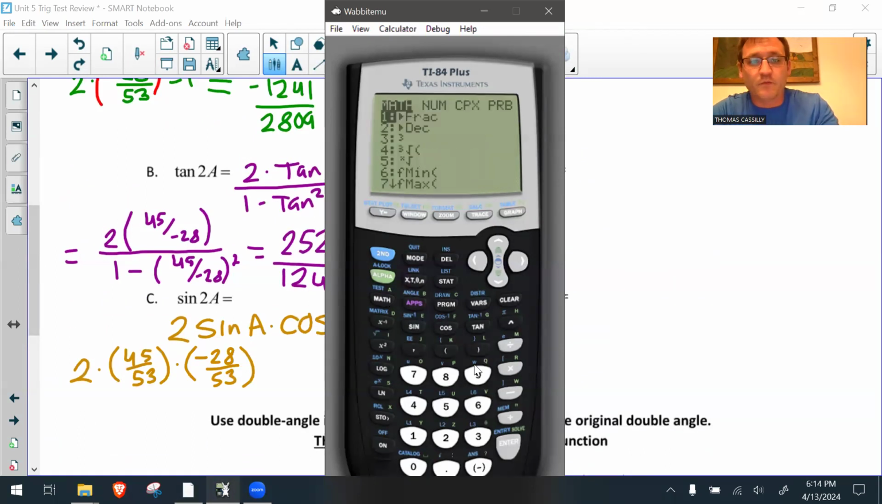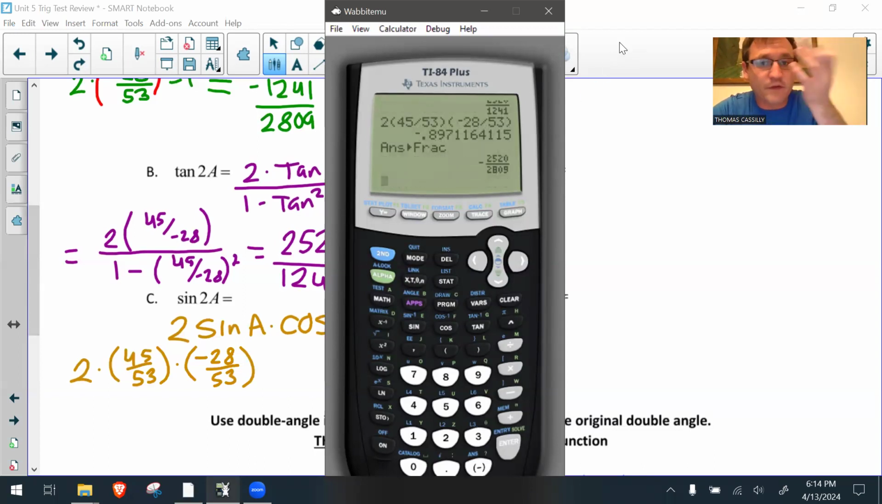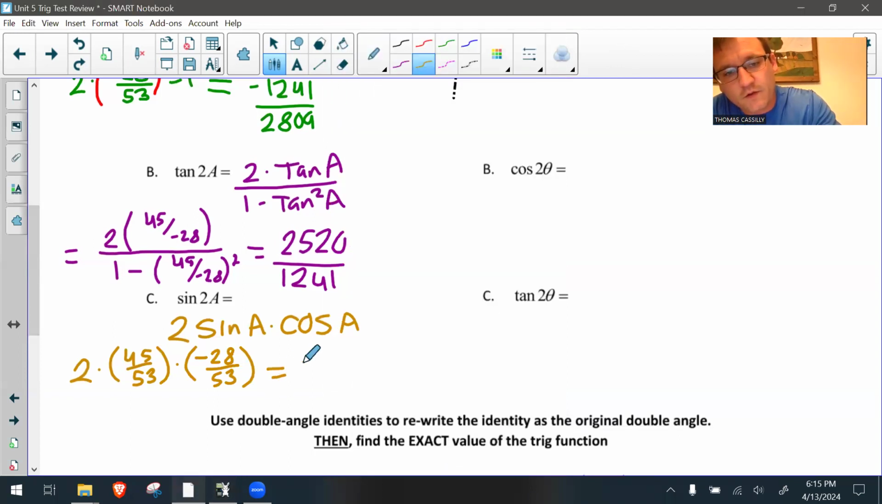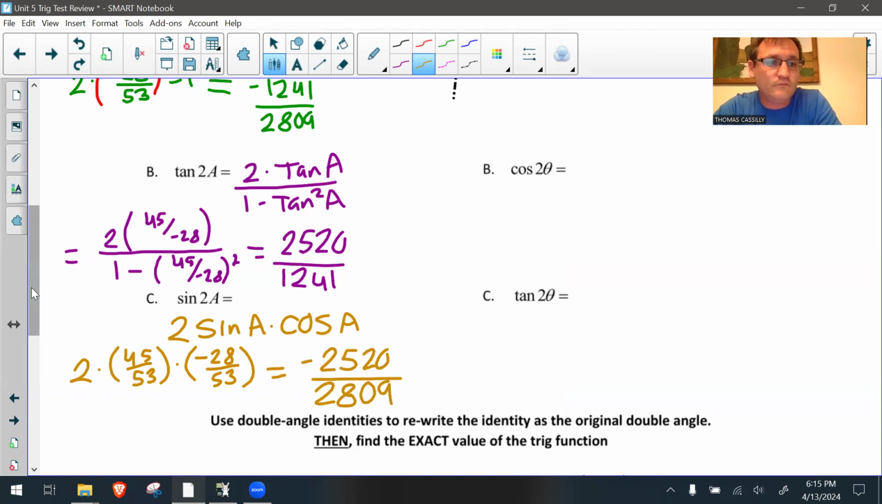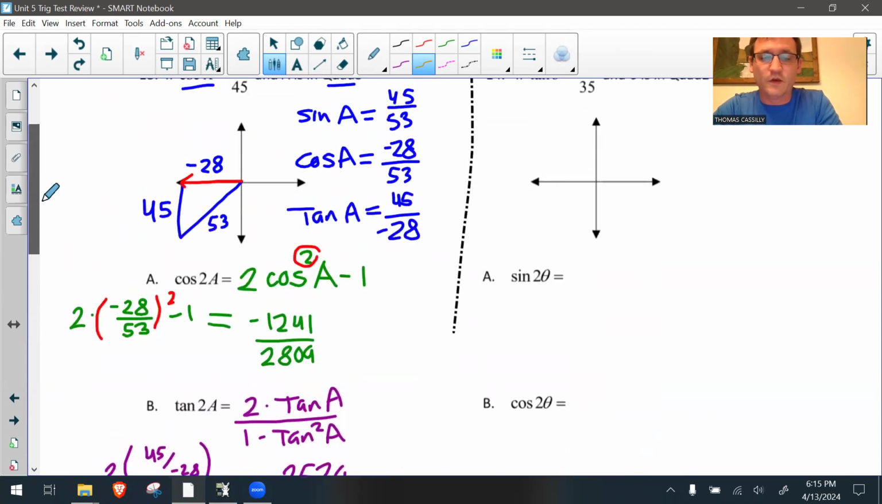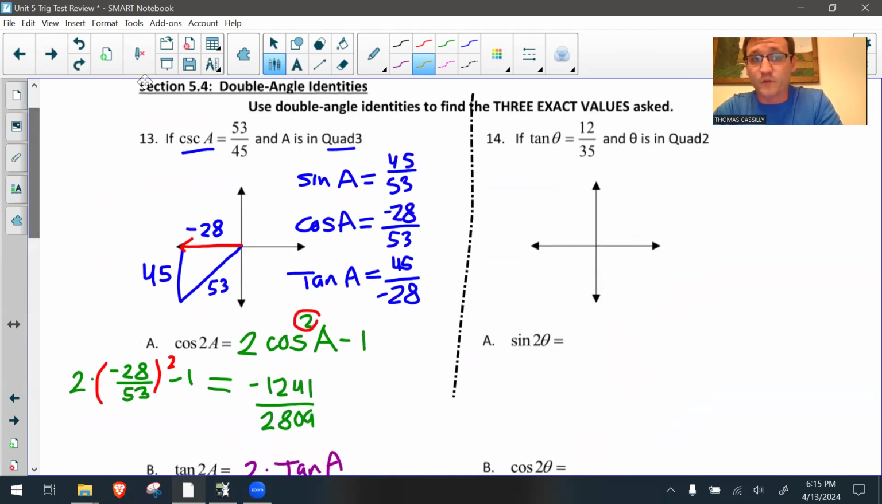Whenever you do that decimal, if you do it that short way, it will give you the decimal, but that's okay. Just turn it back into a fraction. Negative 2520, I think is what I said, and then the denominator is 2,809. All right, and that one's finished. So there we go. Let's do it again.